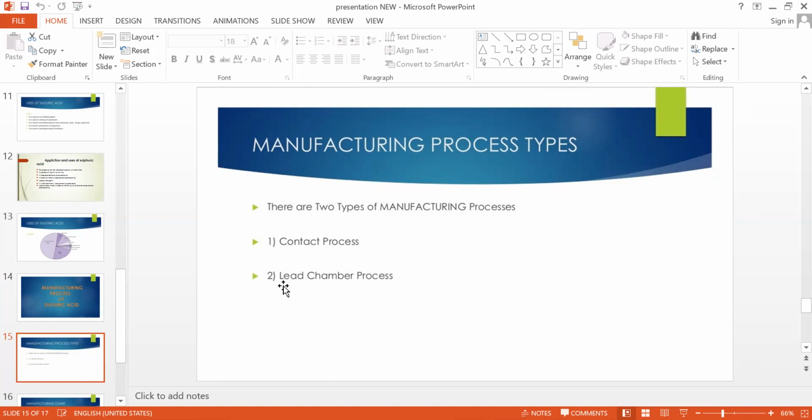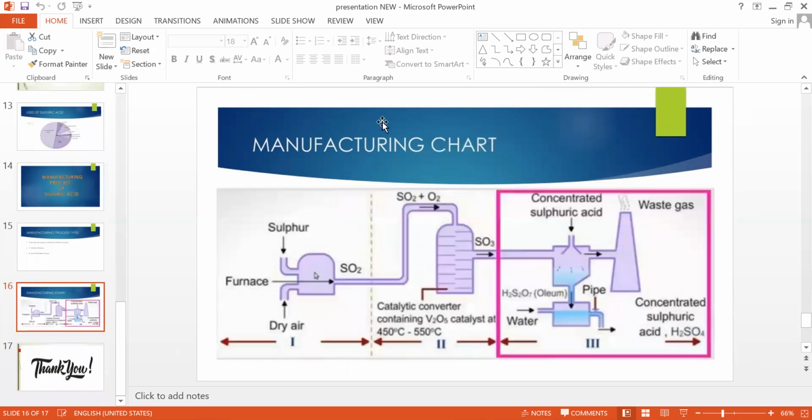And now the second type, lead chamber process. The lead chamber process was an industrial method used to produce sulfuric acid in large quantities. It has been largely supplanted by the contact process. And now here is the manufacturing chart. This process shows sulfuric acid by contact process. Sulfuric acid is a strong acid, highly corrosive, and used for different applications in industry.